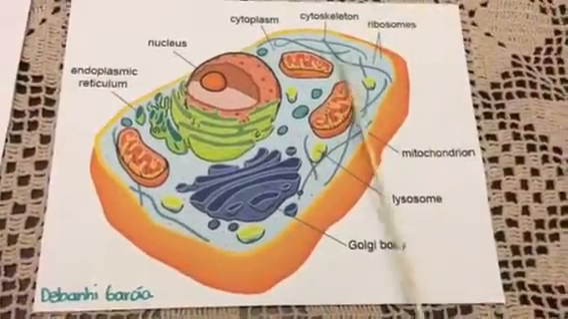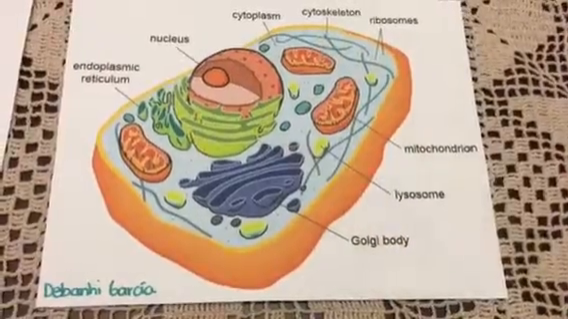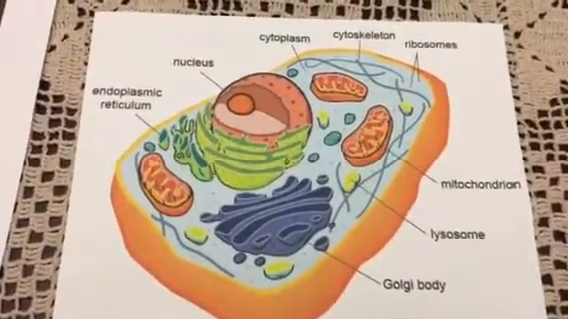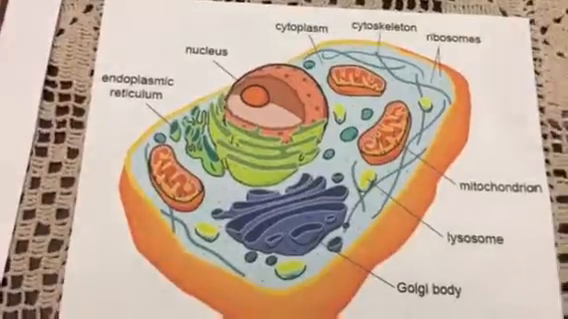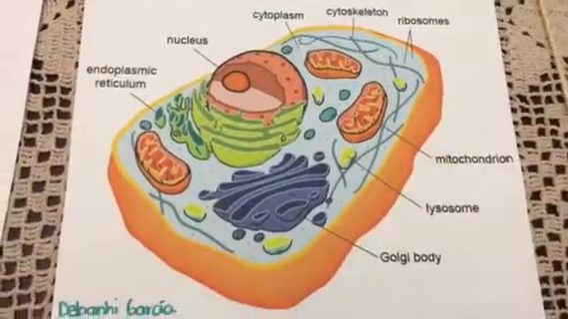Now I'm going to be talking about the cytoskeleton, and this is what basically gives shape to the cell. So it's really important, right? And it's this little blue squiggly thing there.